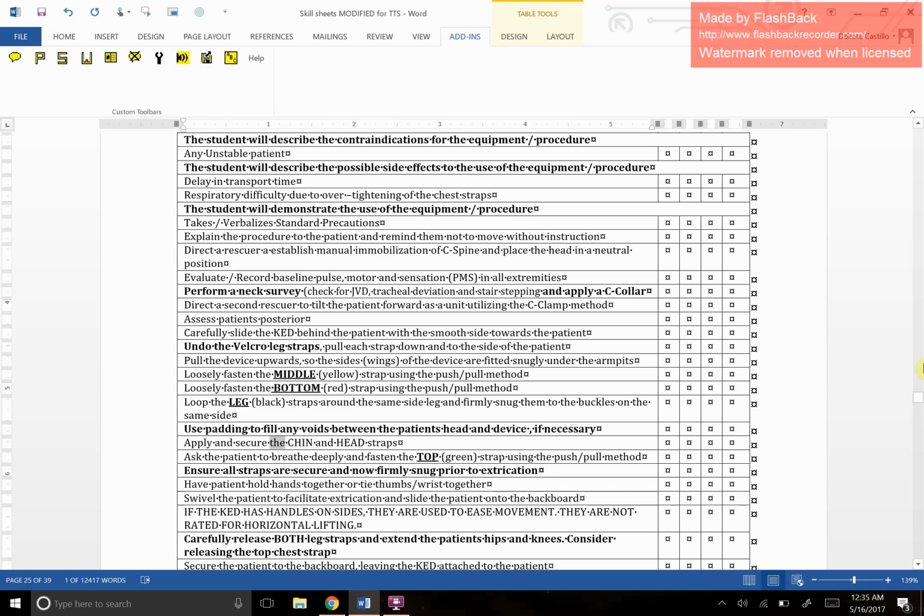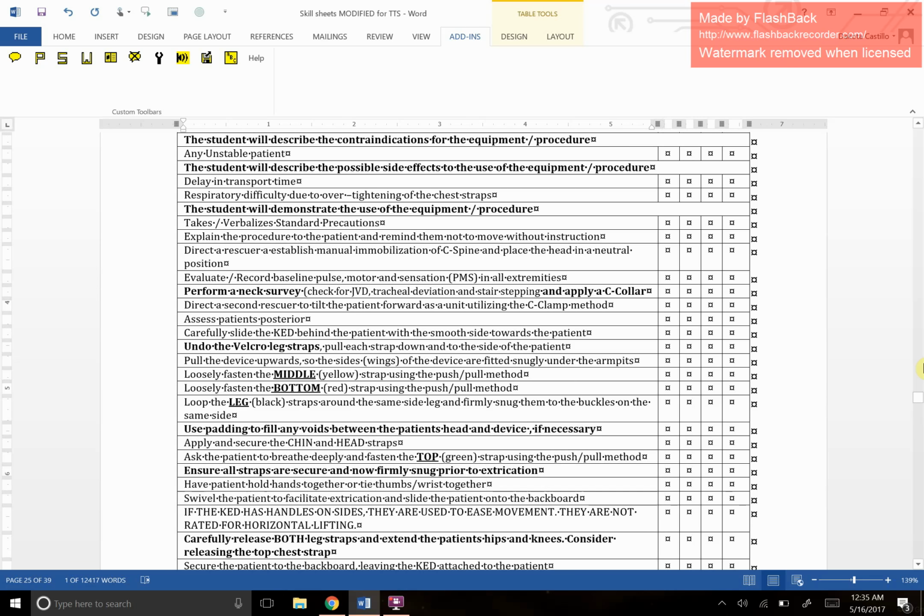Apply and secure the chin and head straps. Ask the patient to breathe deeply and fasten the top, green, strap using the push/pull method. Ensure all straps are secure and now firmly snug prior to extrication. Have patient hold hands together or tie thumb/wrist together.